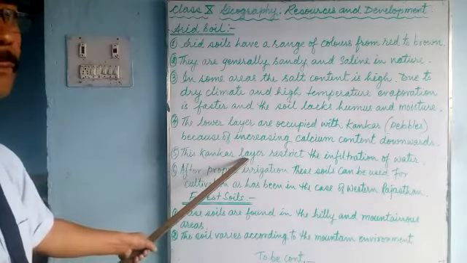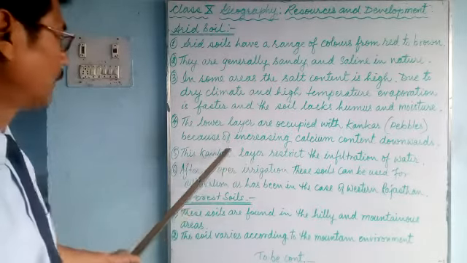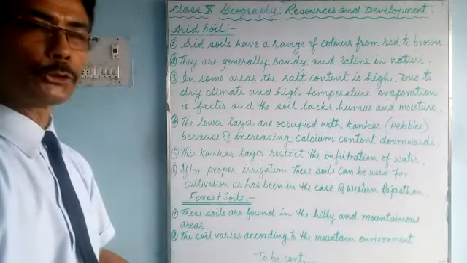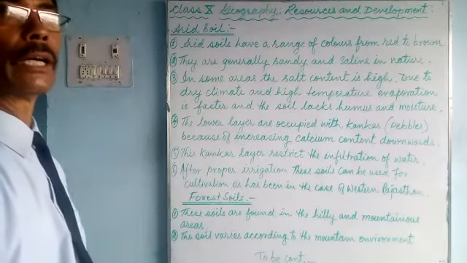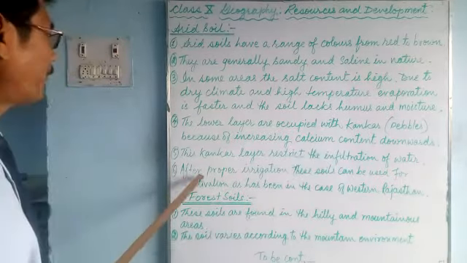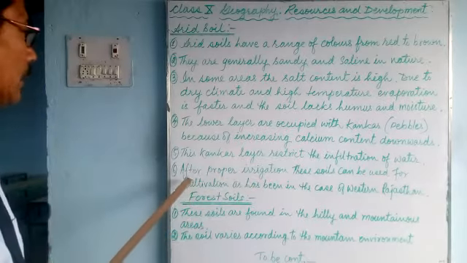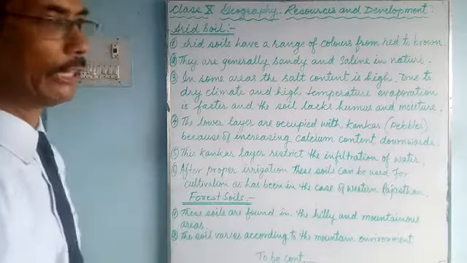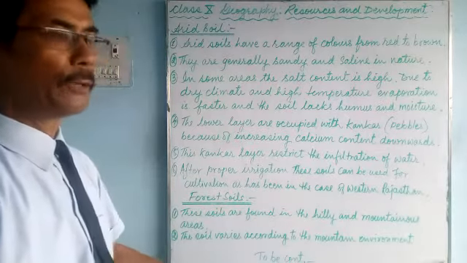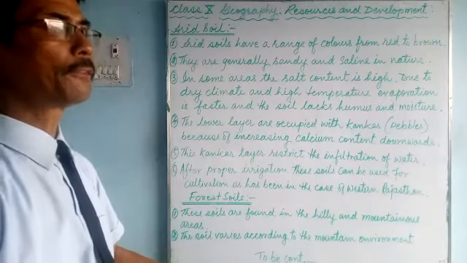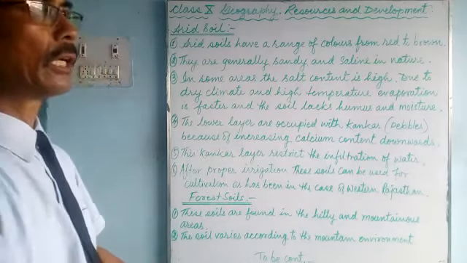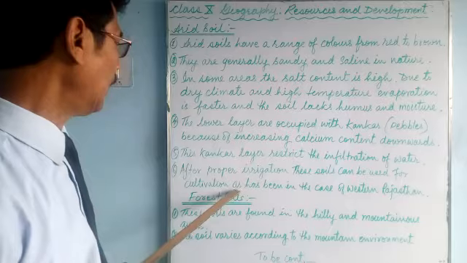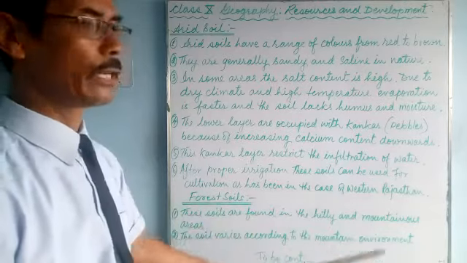This kankar layer having calcium content restricts the infiltration of water. Restrict means it will stop, it will not allow the water to go inside. So after proper irrigation in these areas, these soils can be used for cultivation. After proper irrigation, the soil becomes fit for cultivation, because the mineral content dissolves and goes inside, as has been the case in Western Rajasthan.